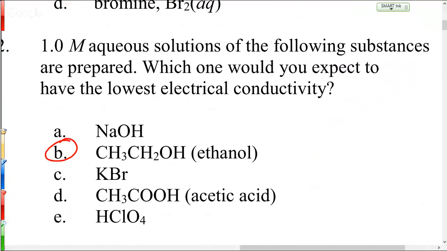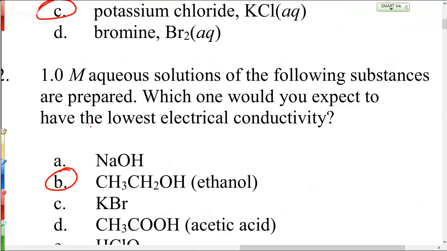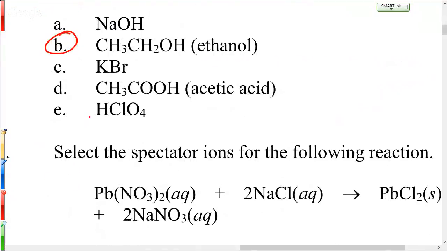Everything else here is either an ionic compound in the case of A and C, or what are D and E? Yeah, those are both acids, acetic acid and perchloric acid. And those are both going to produce ions in solution as well. They're going to make H+ ions and acetate or chlorate ions. So only B really is completely non-ionic. So electrical conductivity is one way that we can test how ionic something is, or how many charged particles it's putting in solution.